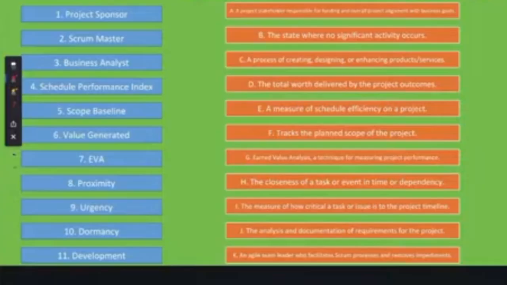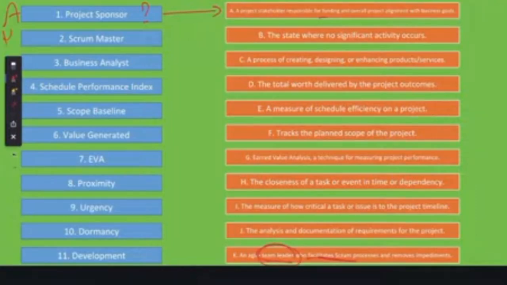It says, who is the project sponsor? I need to see where the funding is coming from. Something about money. A stakeholder responsible for funding. Okay, funding, so that's straightforward. 1A. Scrum Master is a servant leader. The state where no significant activity occurs. This is something else. Agile team leader, who facilitates Scrum.